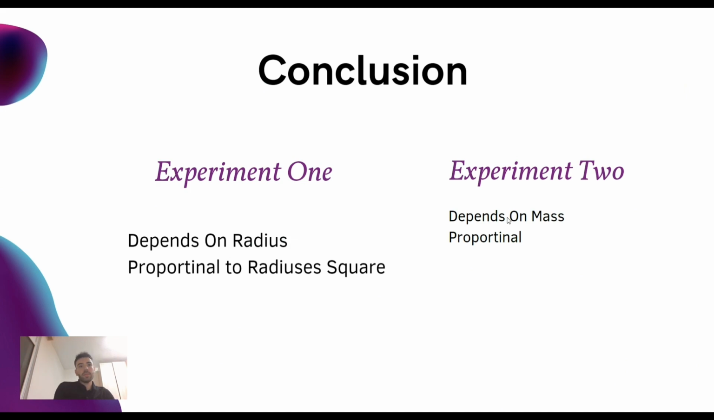Conclusion: in experiment 1, I learned that moment of inertia depends on the radius, and moment of inertia is proportional to radius squared, and I also calculated the moment of inertia of a sphere object, which gave me a big amount of error. In experiment 2, I learned that moment of inertia depends on mass and it is proportional to mass. And this is my experiment.